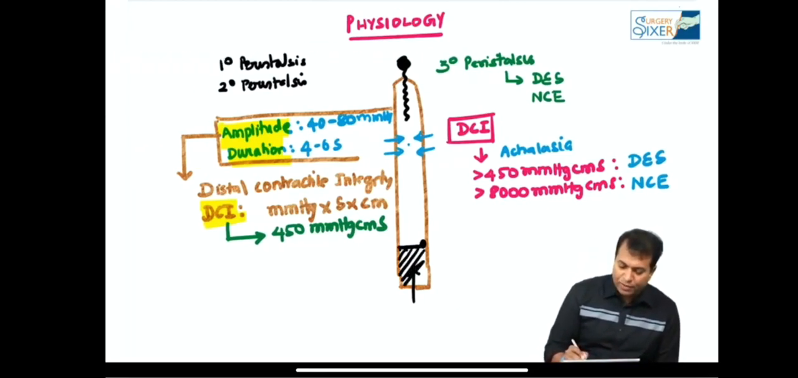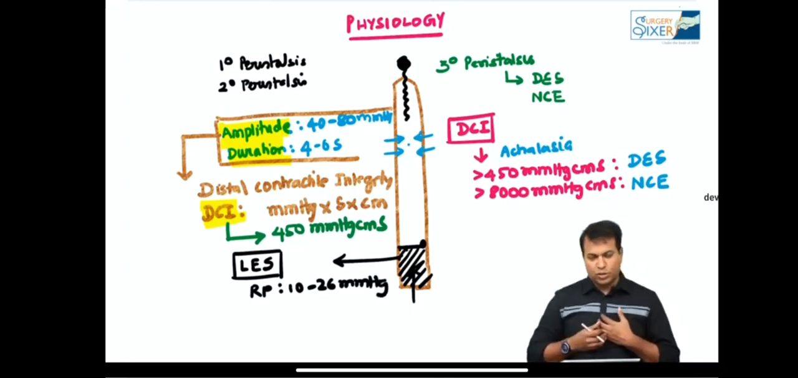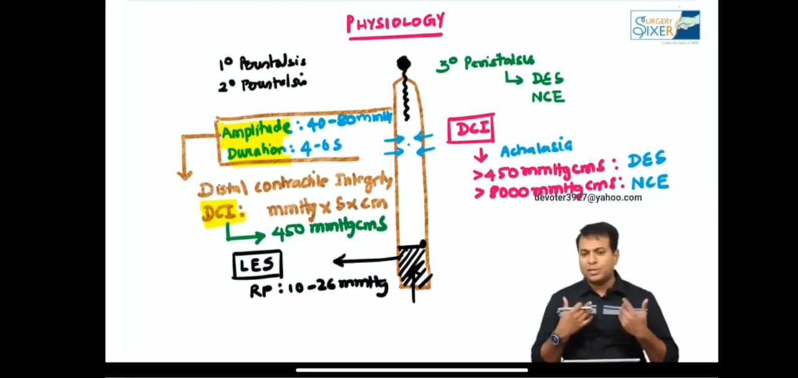And all of you know very well the lower 5 cm of esophagus is actually known as the lower esophageal sphincter. It will be always closed at a resting pressure of 10 to 26 millimeters mercury. Your LES will be always closed. If it is always open, you will have continuous reflux.